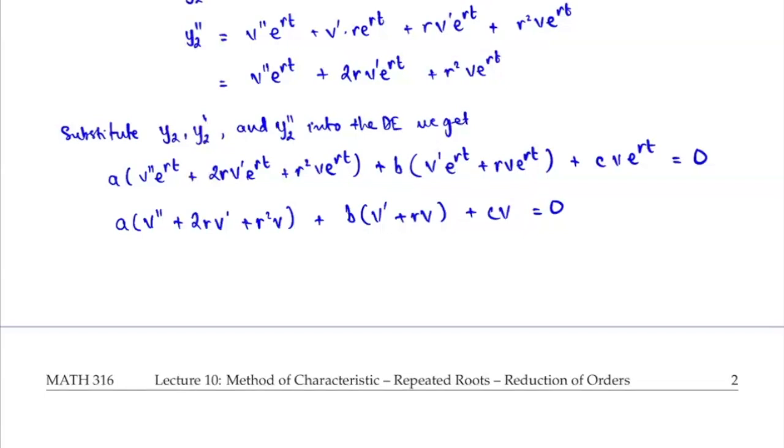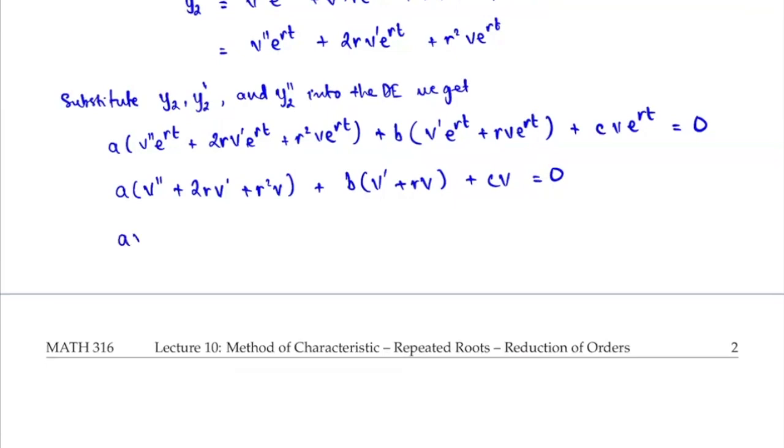Right, now next up, you're going to distribute and combine like terms in terms of v double prime, in terms of v prime, and in terms of v. So I distribute a, I have a times v double prime plus 2ar times v prime plus a r squared times v plus b times v prime plus br times v plus c times v equal to 0.